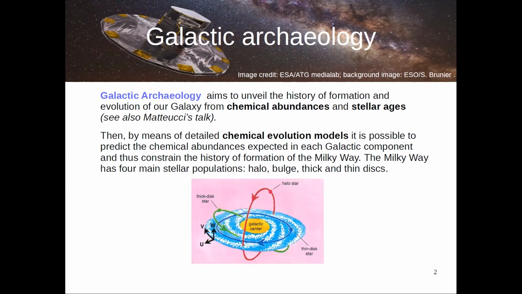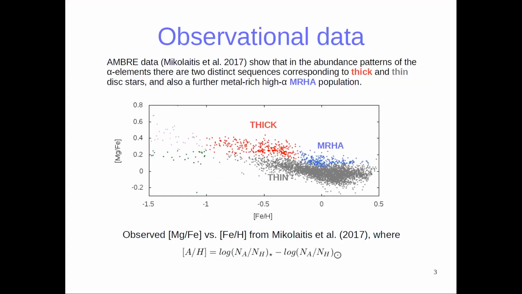So the data from which I've started have been mostly APOGEE data that show that in the abundance ratios of alpha elements such as magnesium, we see two distinct sequences corresponding to the thick and thin disk stars, with the thick disk stars being alpha enhanced with respect to the thin disk.